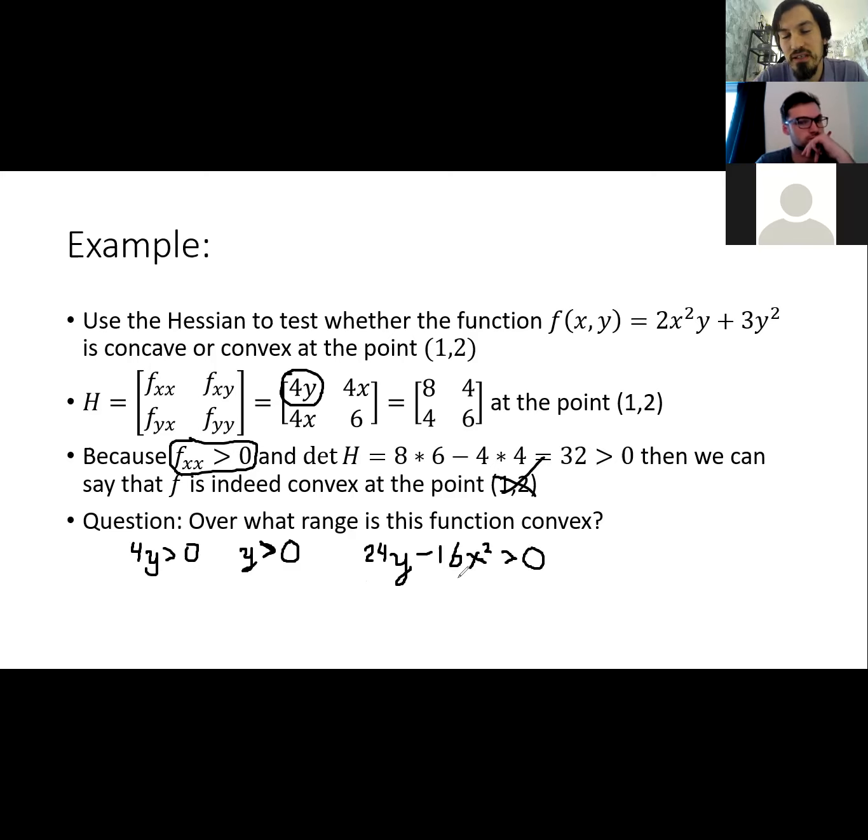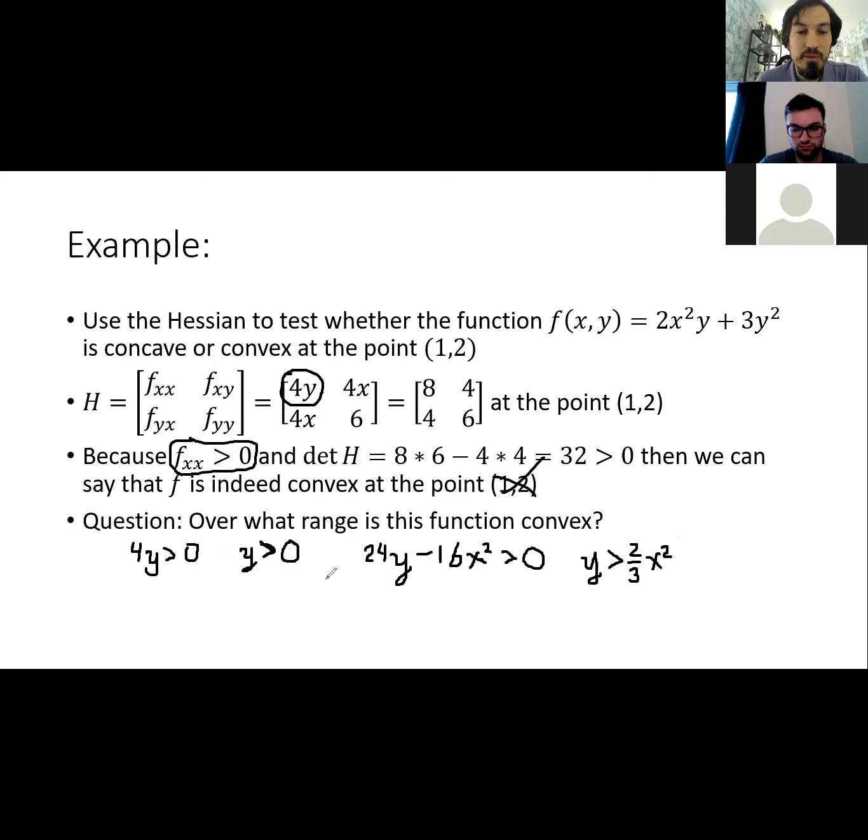All you can do is, so this is essentially the right answer. I would like for it to be simplified a little bit, just for my own purposes. It'd be nice to express this in terms of y. Add 16x squared to both sides and divide by 24, something like that. What do you get? You get y has to be greater than, what is 16 divided by 24? Is that 2/3? Y has to be greater than 2/3 x squared.